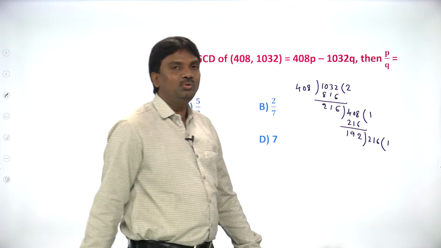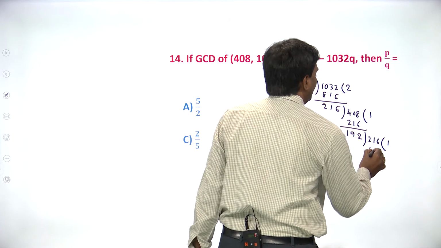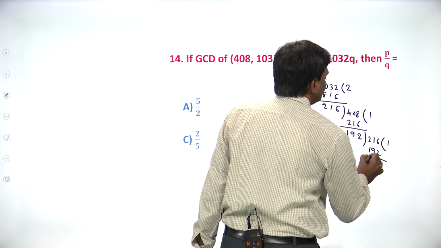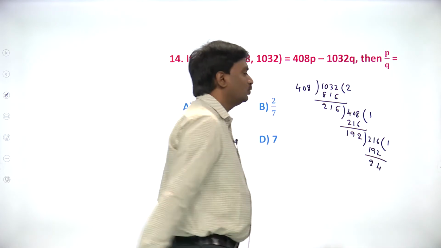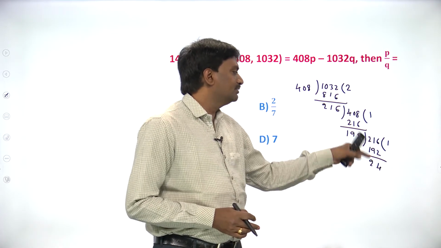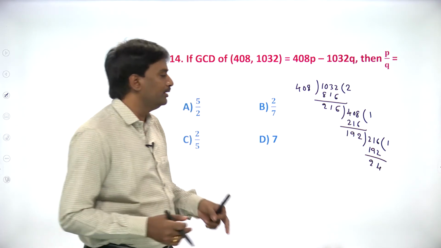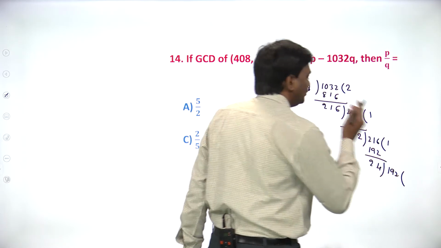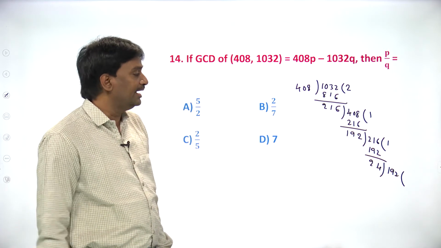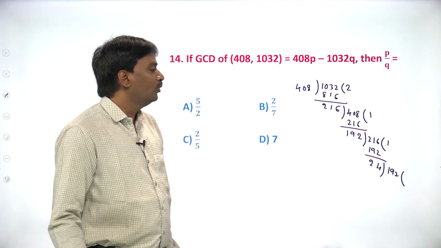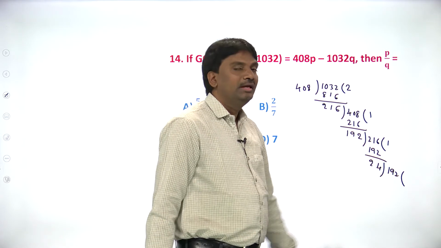So 192 into 1, 192, 6 minus 2 is 4, 21 minus 19 is 2. So 24. So we can write 6 minus 2 is 4, 11 minus 9 is 2, 1 minus 1 is 0, 24. So again by dividing 192 by 24. 24 times 4 is 96, but here we have 192 only.